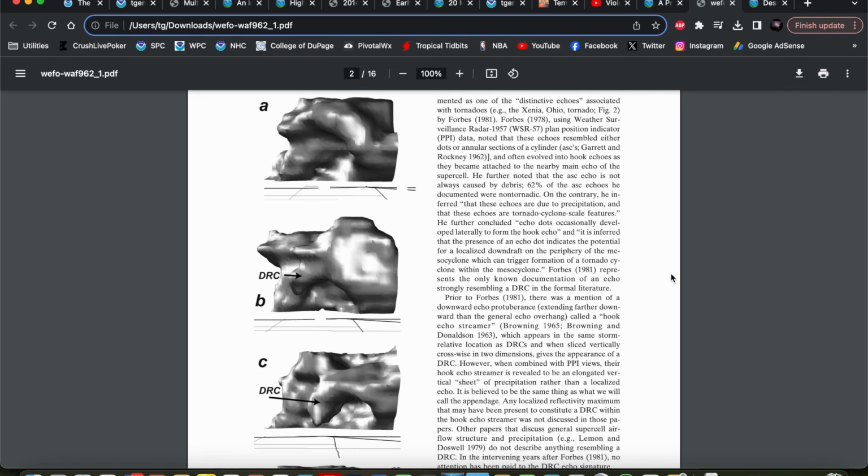This merger also initiated something called a descending reflectivity core, or DRC. A descending reflectivity core, as described in this paper by Rasmussen et al. 2006, is an area of precipitation aloft that protrudes outward from the echo overhang on the rear side of the weak echo region. So in simpler terms, it's a blob of precipitation that descends within the right rear flank of the storm and often leads to the development or intensification of reflectivity in the hook echo.